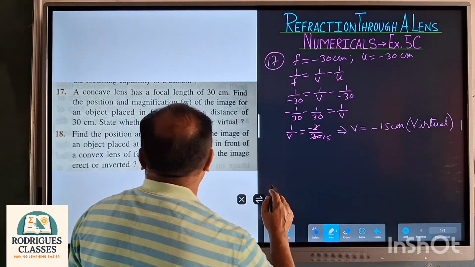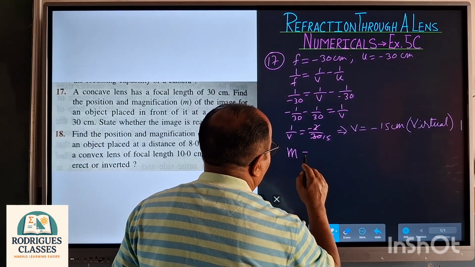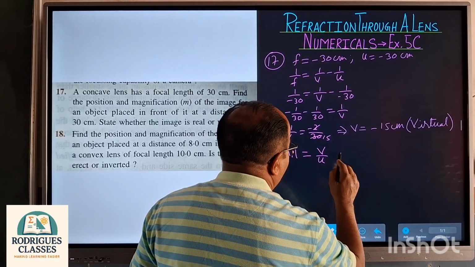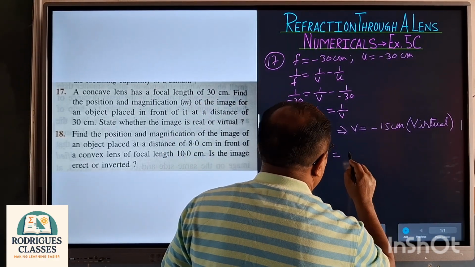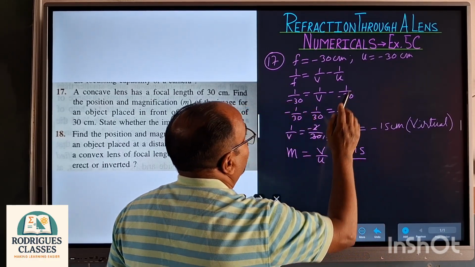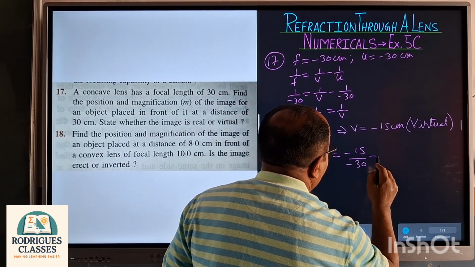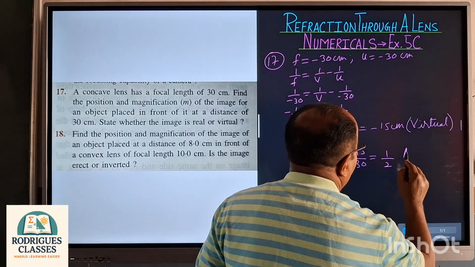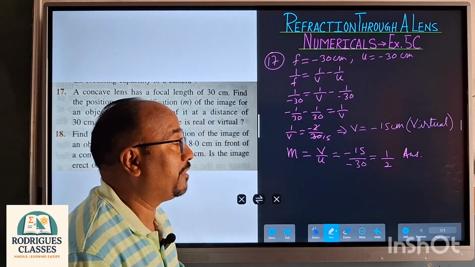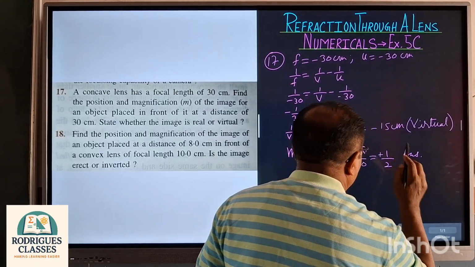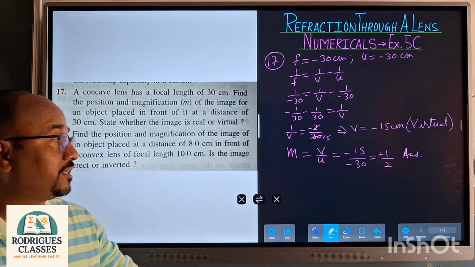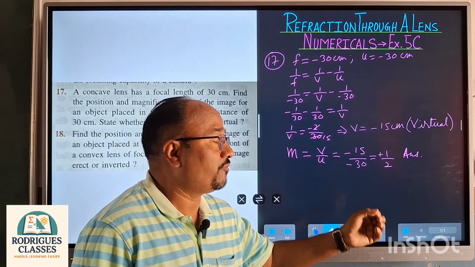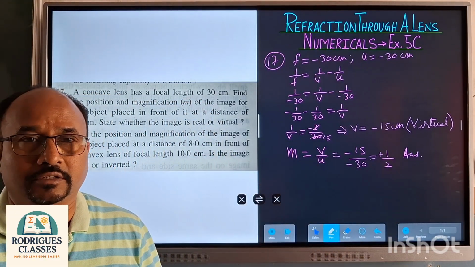Now we have to find magnification, which you all know is a very easy task. M equals V by U. V came as minus 15, U was minus 30, the negative sign cancels, and 15 twos are 30, so you get magnification as 1 by 2, and I will write a plus sign also. The plus sign makes it clear that it is erect; a virtual image will be erect. Half means it is a diminished image.